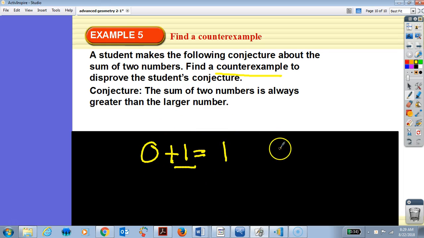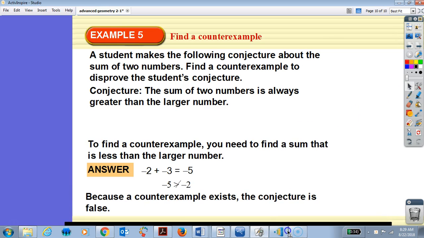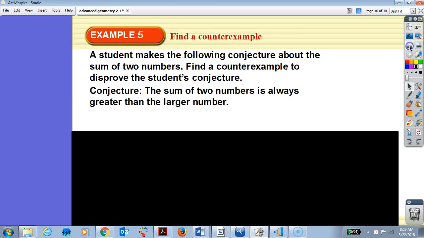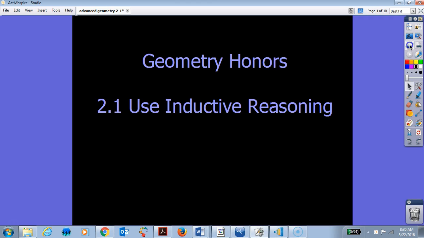How about if I did -3 plus 5? That's going to be 2. Is 2 greater than 5? No. That's another counterexample that proves that this kid's conjecture is just not right. It is false. All right, so that is basically our entire lesson on using inductive reasoning.